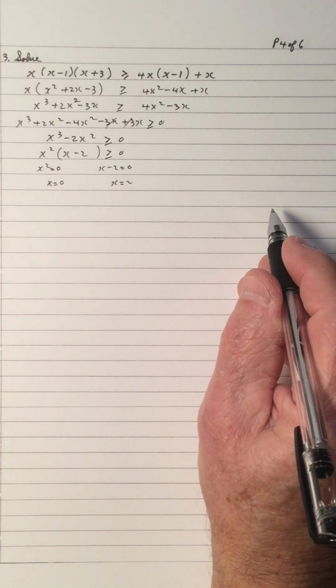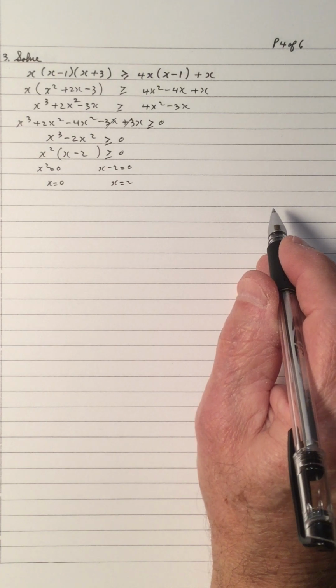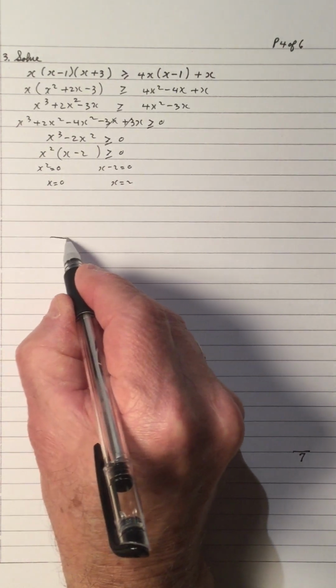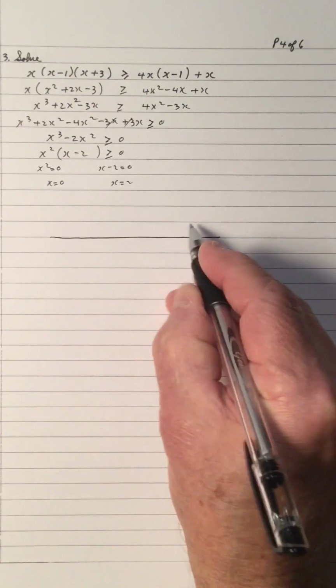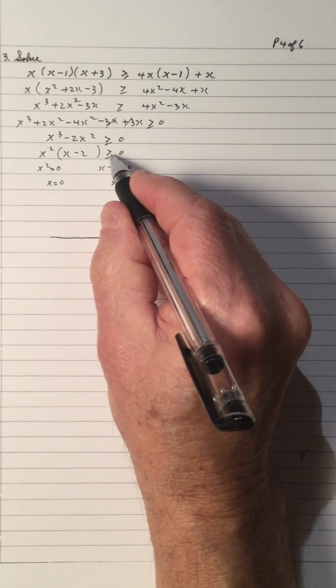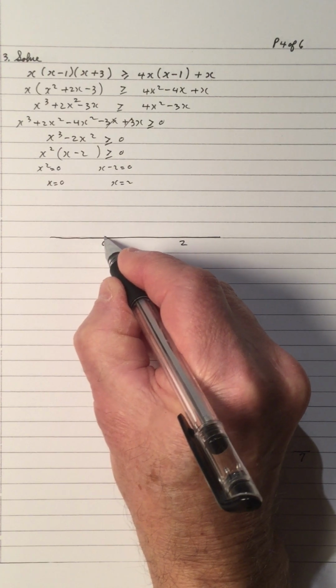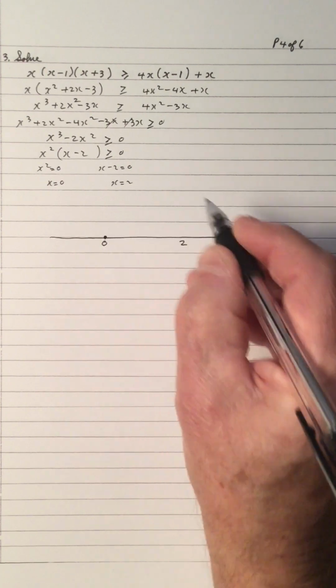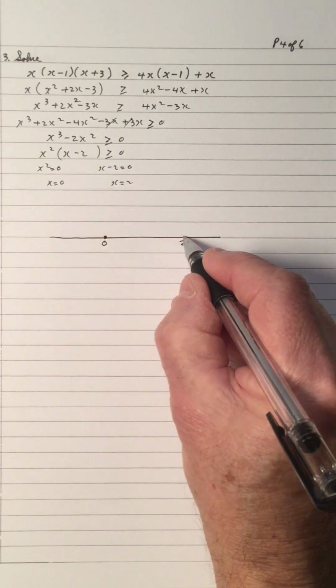So on the number line, I draw the number line here now. I have a 2 and I have a 0. Notice we have equal to 0, so we're allowed to have the 0. And we're allowed to have the 2, so they're solid.